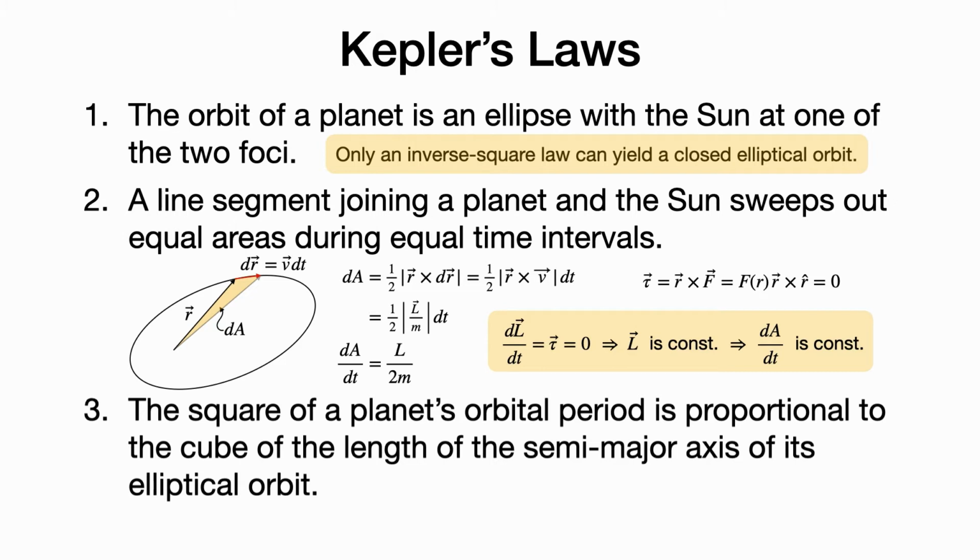That means that the rate at which area is being swept out is going to be a constant. So, Kepler's second law turns out to be nothing more than a restatement of conservation of angular momentum.